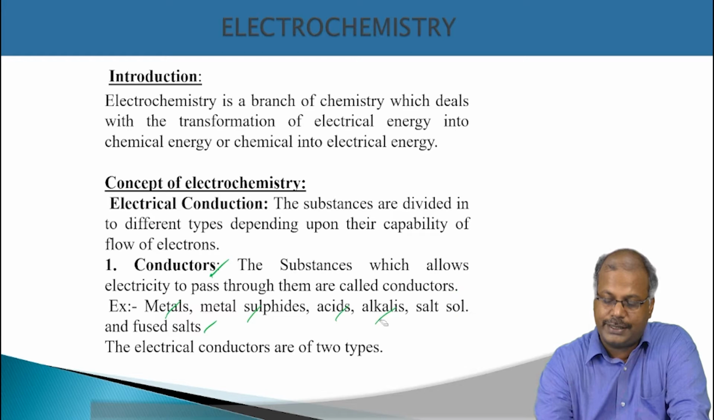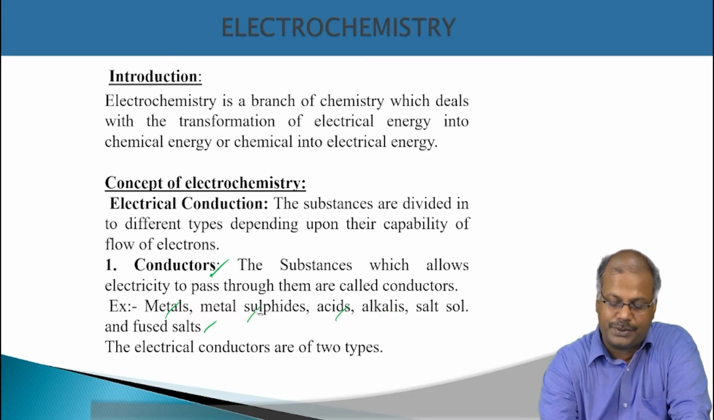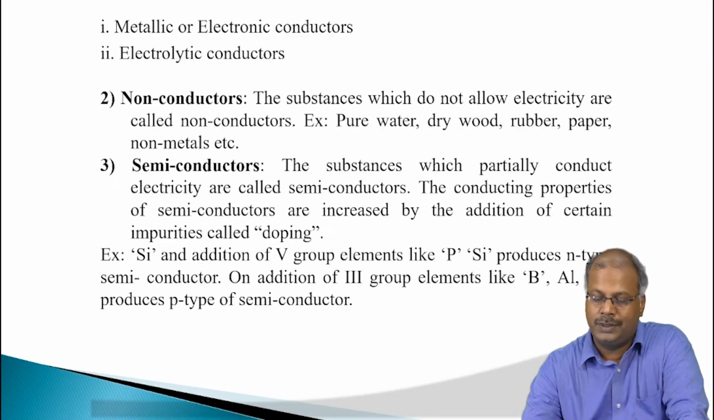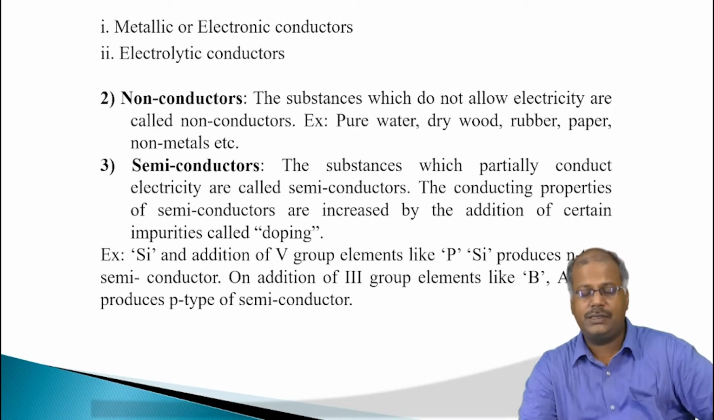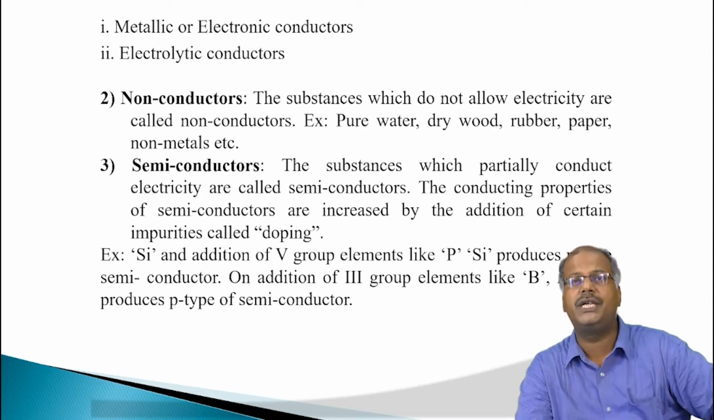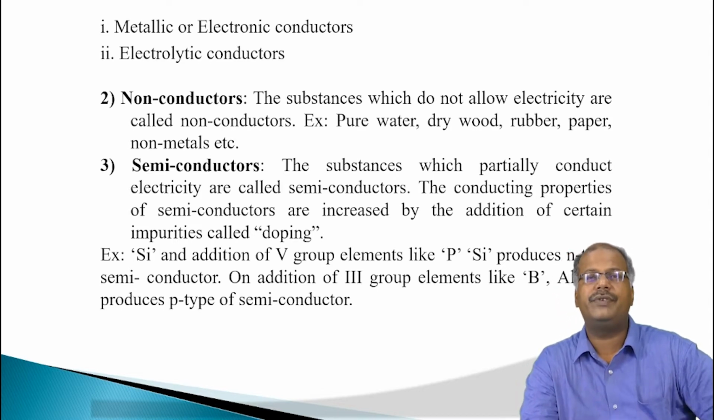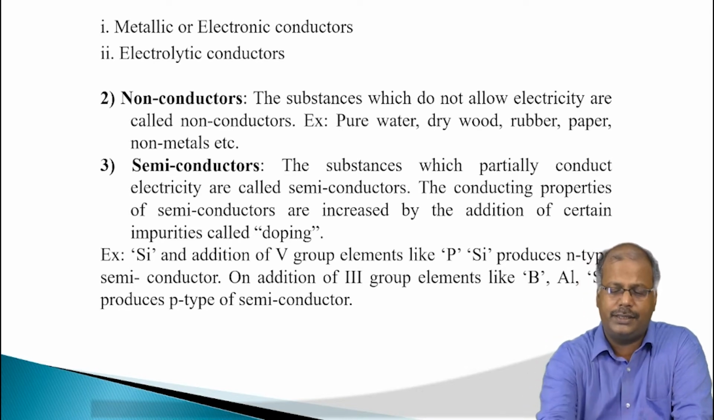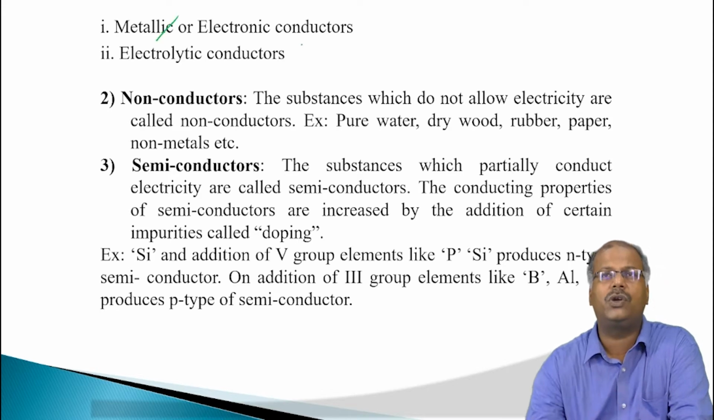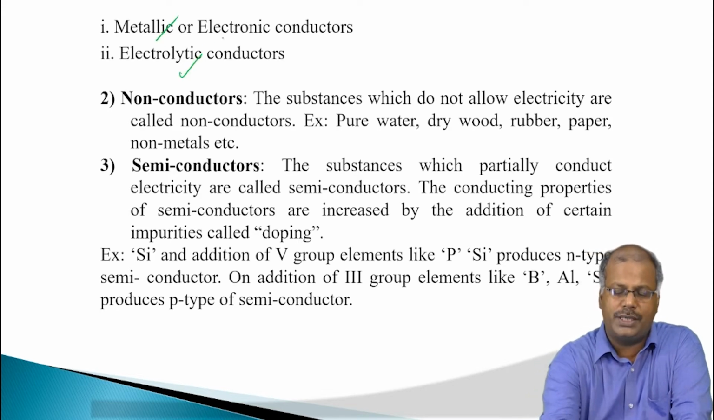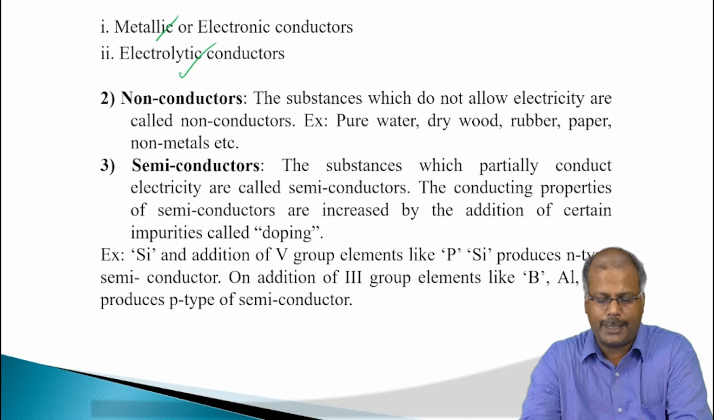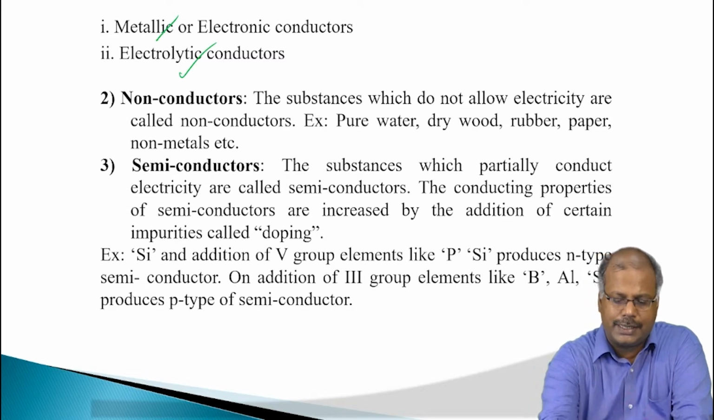So we have seen conductors and their examples. Similarly, we have other types of substances which don't conduct electricity. We call them non-conductors, or sometimes insulators. There are also semiconductors which partially conduct electricity, and their conductivity values are in between a conductor and an insulator. In conductors we have two types, metallic or electronic conductors and electrolytic conductors. We will see more into this in the following slides.